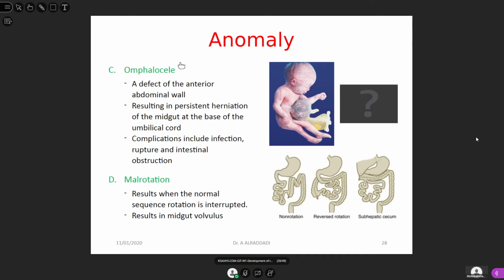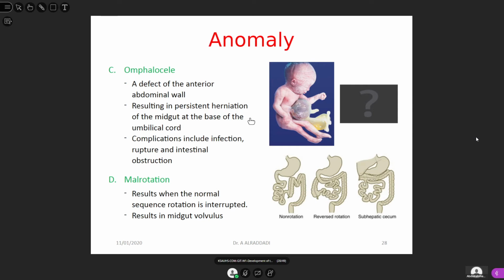We have the omphalocele. This is a defect in the anterior abdominal wall. The herniated midgut will remain outside of the abdominal cavity, and the complications associated with this anomaly include infection, rupture, and intestinal obstruction.